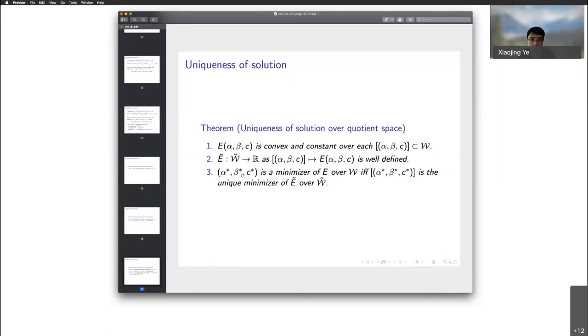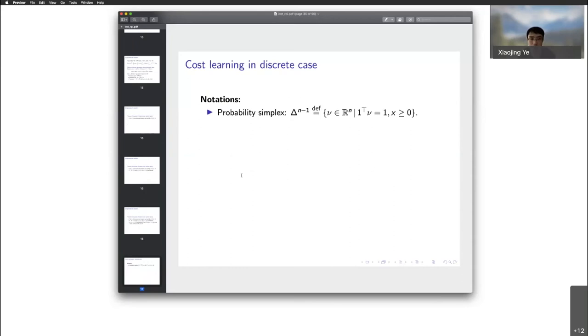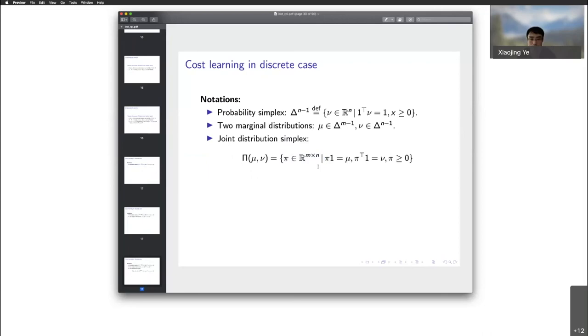So for example, let's boil down to the actual computation. Consider the discrete case, where the probabilities become a probability simplex. So this is the simplex. The mu and nu are just probability vectors. And the joint distribution is just an M by N matrix such that the row sum is equal to mu and the column sum is equal to nu, just the two given marginal distributions. And the cost matrix is just a matrix, right? It's the same size as this pi.